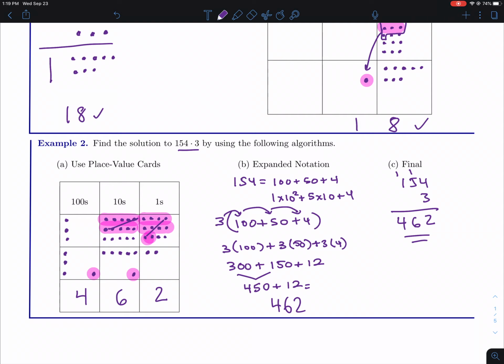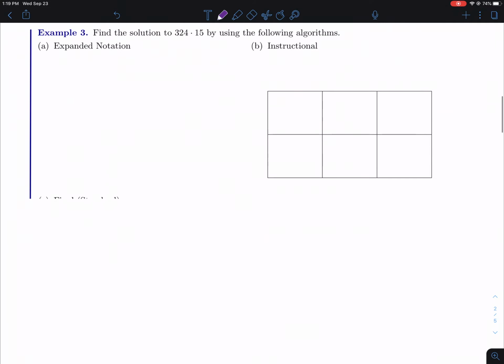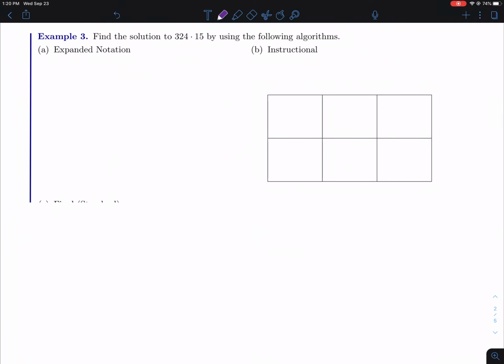All right. That okay with everybody? Perfect. All right. So let's look at the next example. Oh, what happened here?